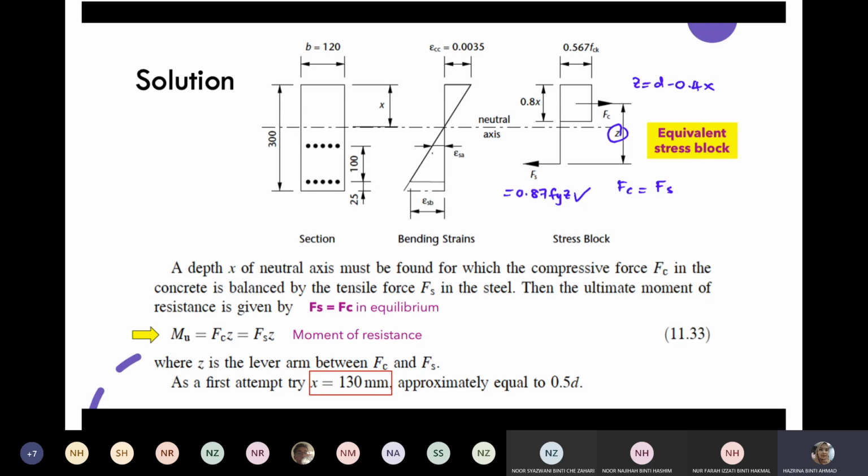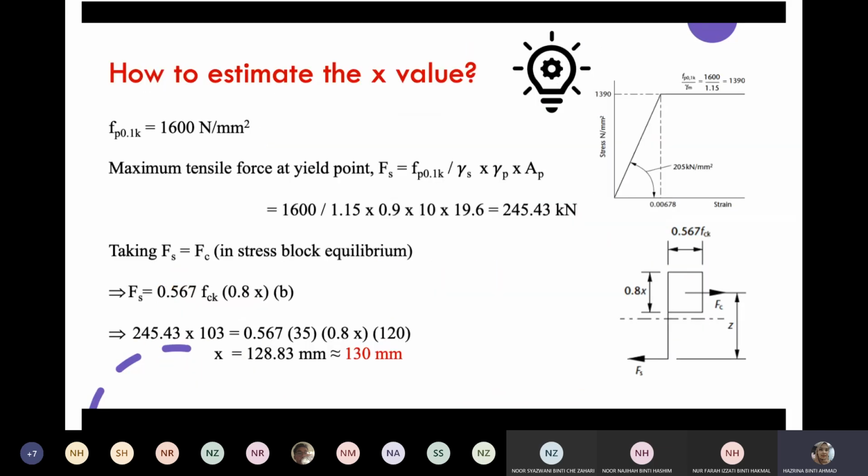It is actually the same equation as what we have used previously. As a first attempt, try x equals 130, which is approximately equal to 0.5d. That is a calculation we can use in order to determine this value x with regards to the stress block that we are using. This is how we can estimate the x value.